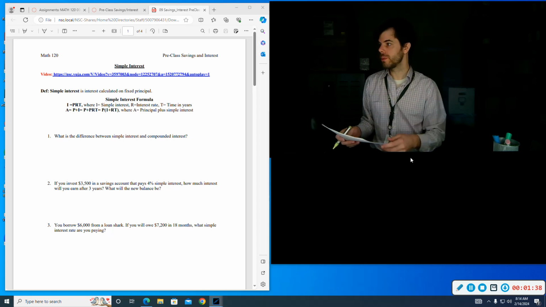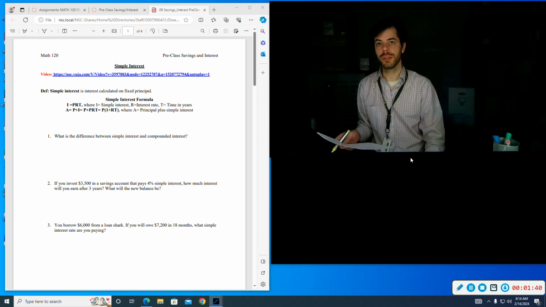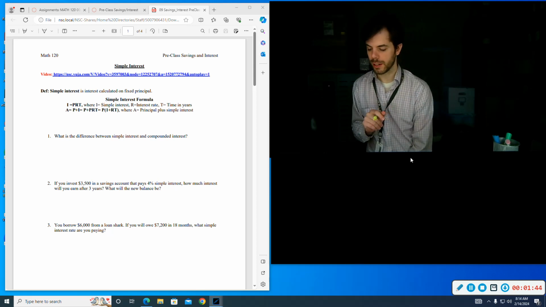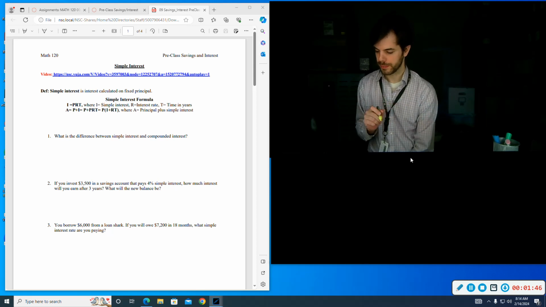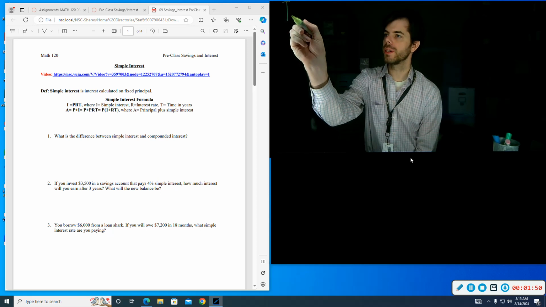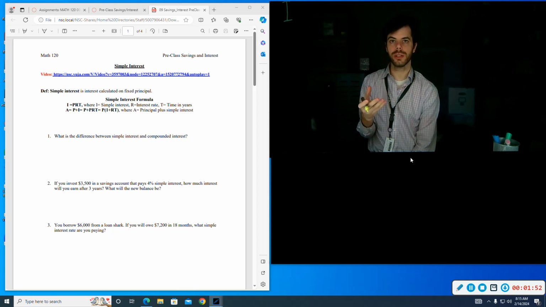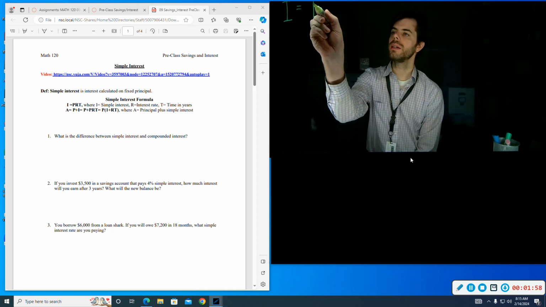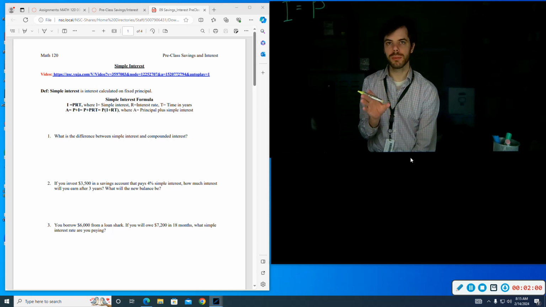On the worksheet, you have the definition for simple interest. Let's write this out together and talk about each component. I stands for the interest that you earn. This is the small amount of money that you'd earn on an overall investment. P stands for the principal. Principal, that's a fancy word. It's the amount of money that you have sitting in the bank.